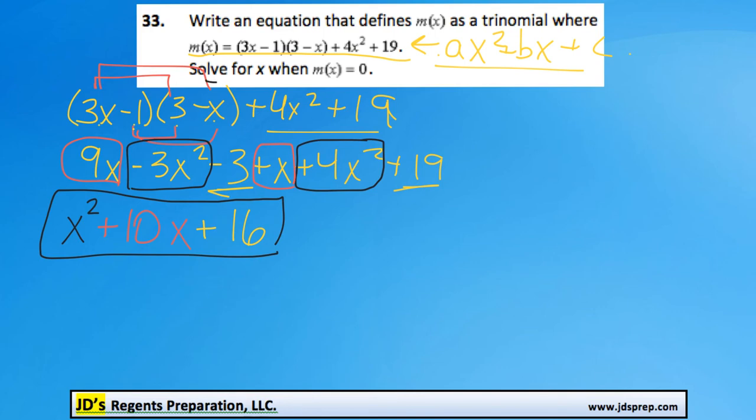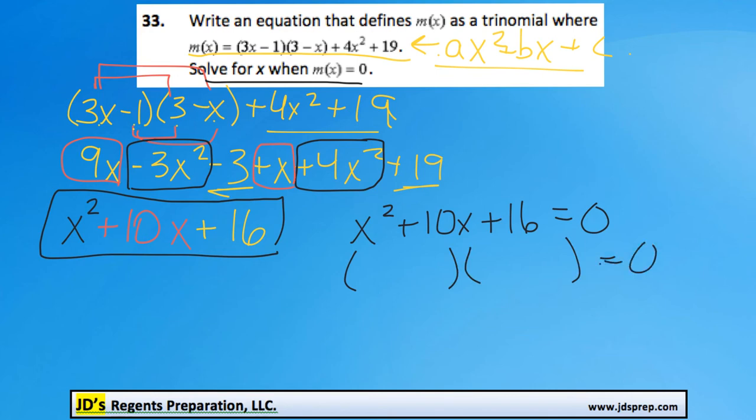Now, for part 2, it says to solve for x when m of x equals 0. So that means we're going to set this whole thing equal to 0. x squared plus 10x plus 16 equals 0. And in order to solve this, we're going to have to do some factoring. So I'm going to set up my brackets here, put my x's in front. And so we're looking for two numbers that when multiplied give us positive 16, and when added give us positive 10. So 4 and 4 wouldn't work, but 8 and 2 does. So x plus 8 and x plus 2.